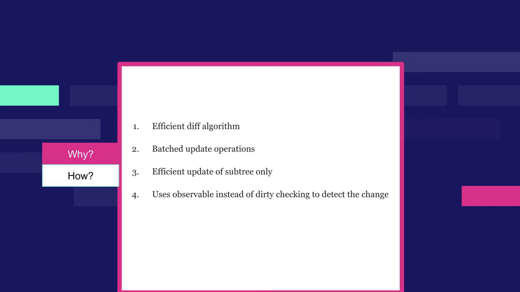Okay, so how is it going to perform such activities, right? It has an efficient diff algorithm, and on top of it, it uses batch update operation. It doesn't update every time there is a user activity, and it also knows the efficient way to update just the subtree. On top of it, it uses observables, where each node triggers and tells about a change, instead of doing a dirty check of the entire DOM tree. So these are some key fundamentals of why it is able to achieve these things, right? And how it is able to achieve them, let's talk about.